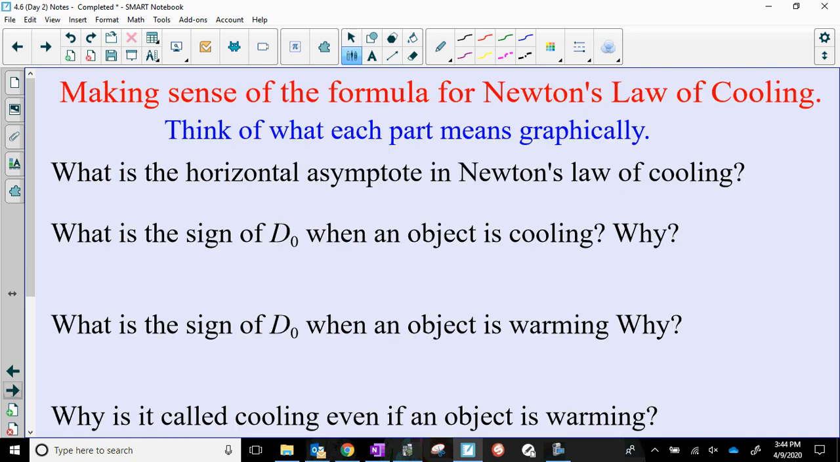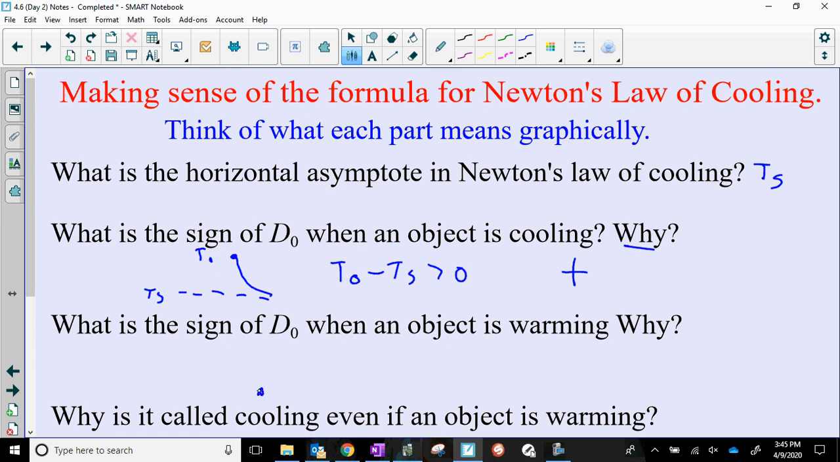Okay. So the horizontal asymptote in Newton's law of cooling. What is the sign of it when it's cooling? So it's hot things, so the initial temperature is bigger than the surrounding temperature. So big number minus small number is greater than 0. So it's positive. The picture is kind of explaining why.